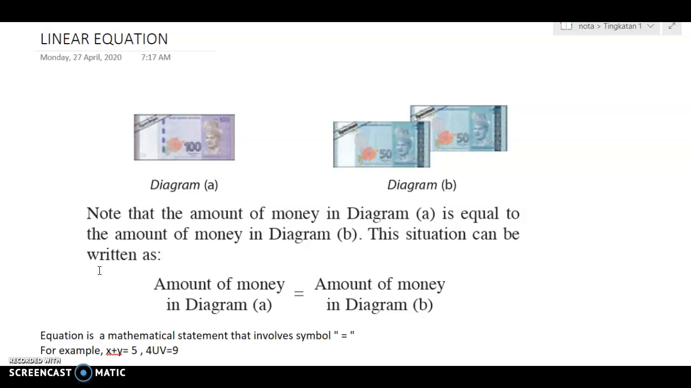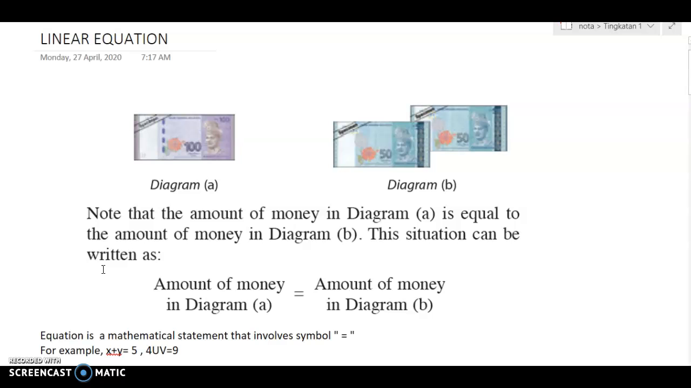Note that the amount of money in diagram A is 100 ringgit. For diagram B also, the value of the money will be 100 ringgit. But the difference is, diagram A only has one piece of paper, one note of money. Diagram B has two notes of money, 50 ringgit and 50 ringgit. So the amount of money in diagram A is equal to the amount of money in diagram B, but the difference is how many notes we can see. This one has only one note of 100 ringgit, here two notes of 50 ringgit, so we can say that here is 100, here also is equal to 100.